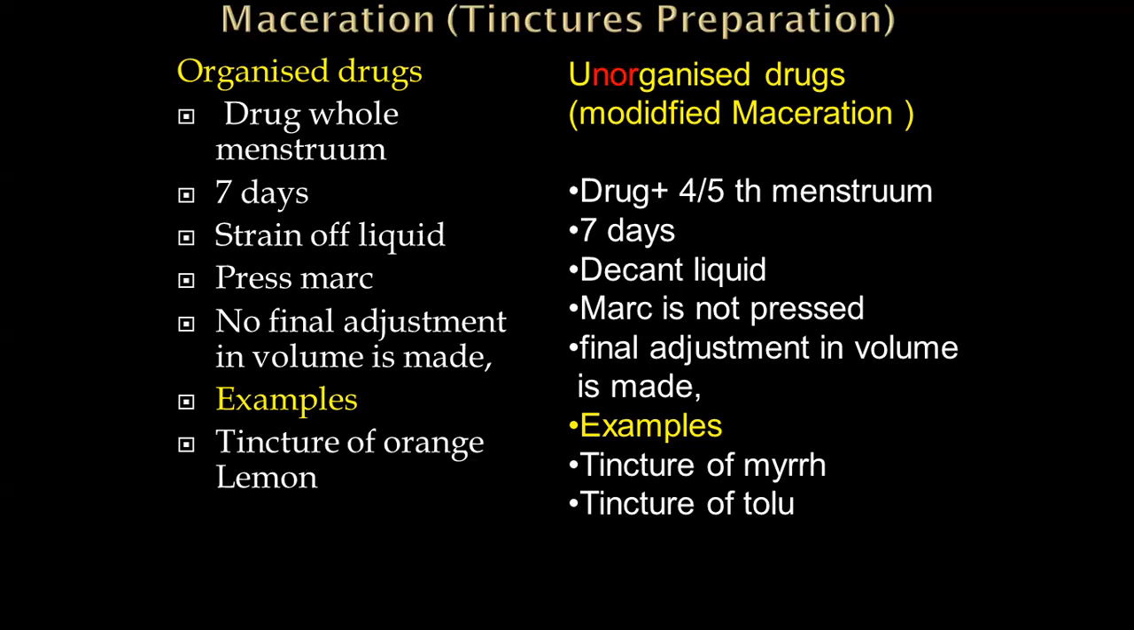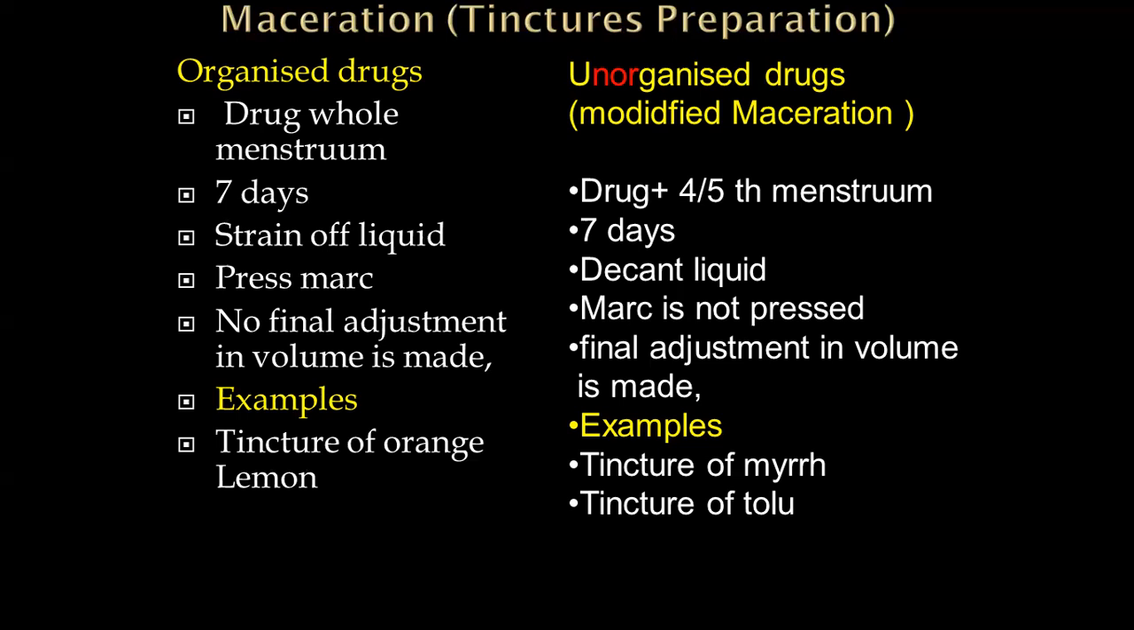In the unorganized drug, the process is called modified maceration, or maceration with adjustment. In unorganized drug, we never use the whole volume of menstruum. We just add the raw material and then 4/5th volume of menstruum. Compared to organized drug, the process of extraction is a bit easier, so sometimes you can complete it even in 2 days.